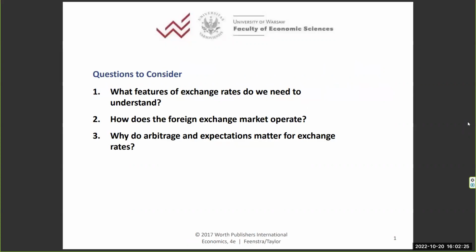The first thing is that we have some questions to consider during the lecture. Maybe we will answer them; if not, you can answer them on your own after the lecture. What features of the exchange rate do we need to understand? Why does this matter? How does the foreign exchange market operate? The exchange rate market is very huge. We will cover who is playing on the market, who the participants are, what the financial instruments there are, and so on. Then we will go to why arbitrage and expectations matter for the exchange rate.